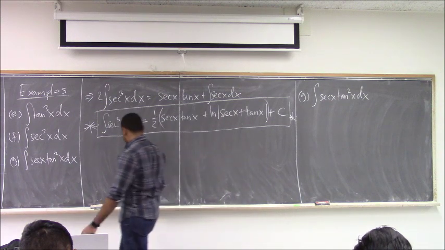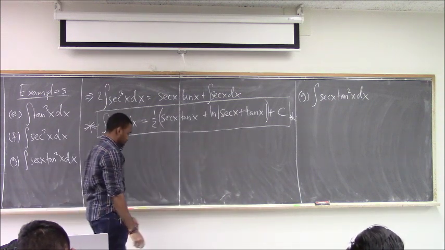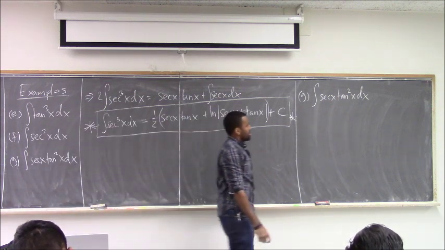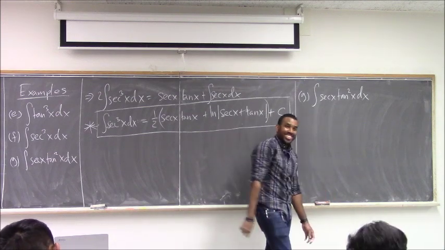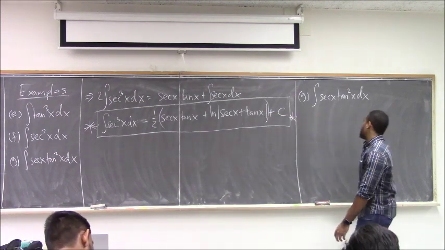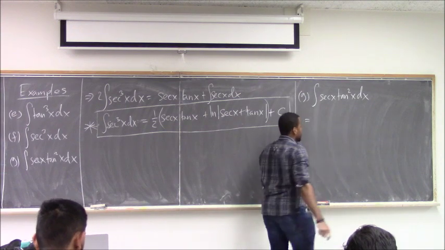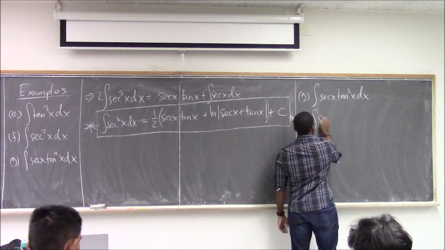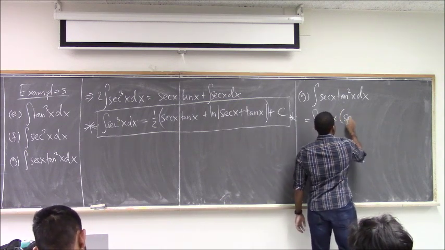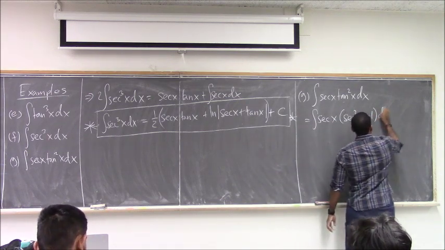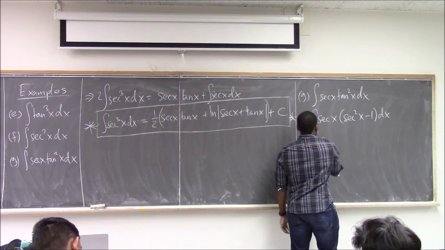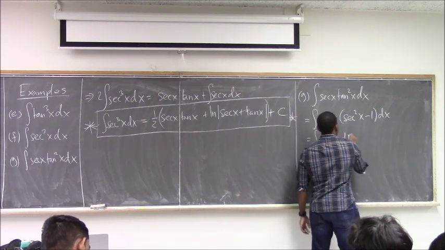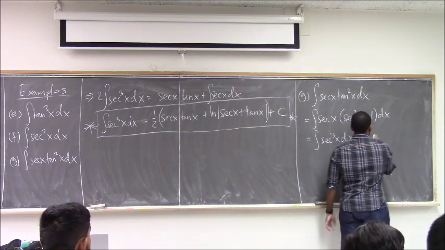Okay, ideas. Didn't we just do this? We're trying to figure out secant cubed. Yeah, this was a part of it. So what do you want to try then? You turn tan squared into secant squared minus 1. It's going to pretty much be the integral of secant cubed x dx minus the integral of secant.